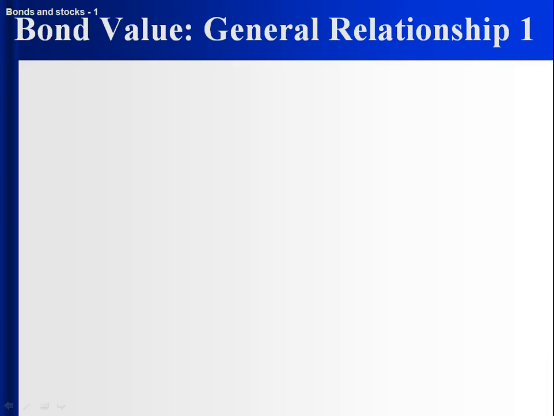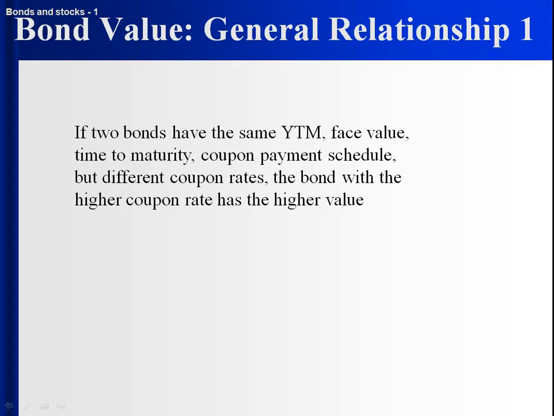I want to talk to you about some relationships between the price of bonds, their value, with various characteristics. First one, I think pretty common sense. You got two bonds with the same yield, the same risk, same face value, same time to maturity, and same coupon payment schedule, which means they're basically going to be paying checks at the same point in time, and those cash flows from the bond have the same risk. However, they have different coupon rates. The one with the higher coupon rate has the higher value.